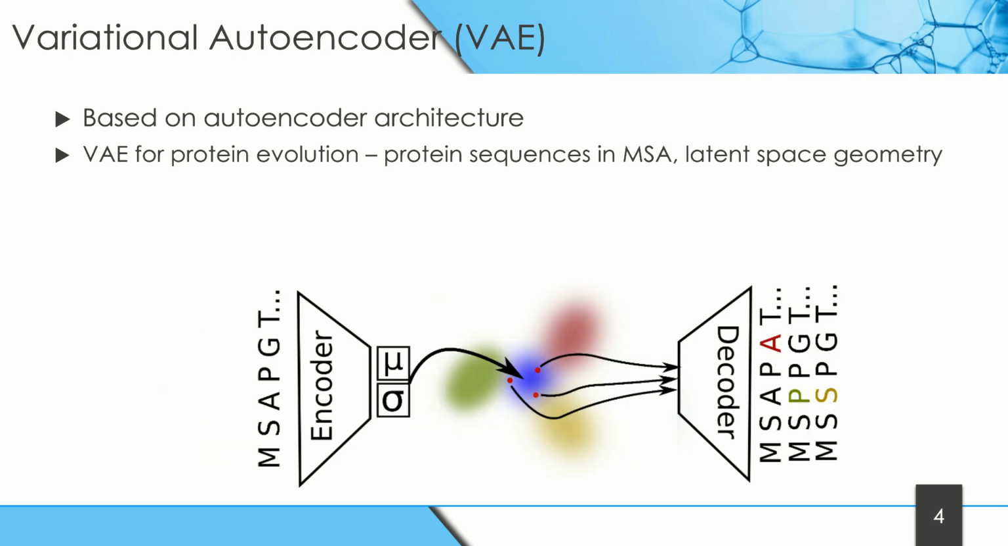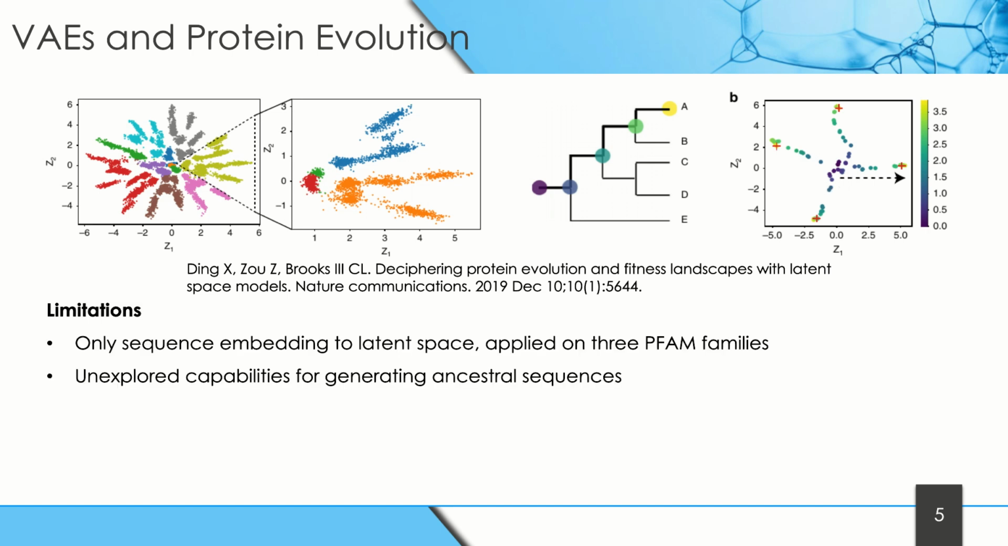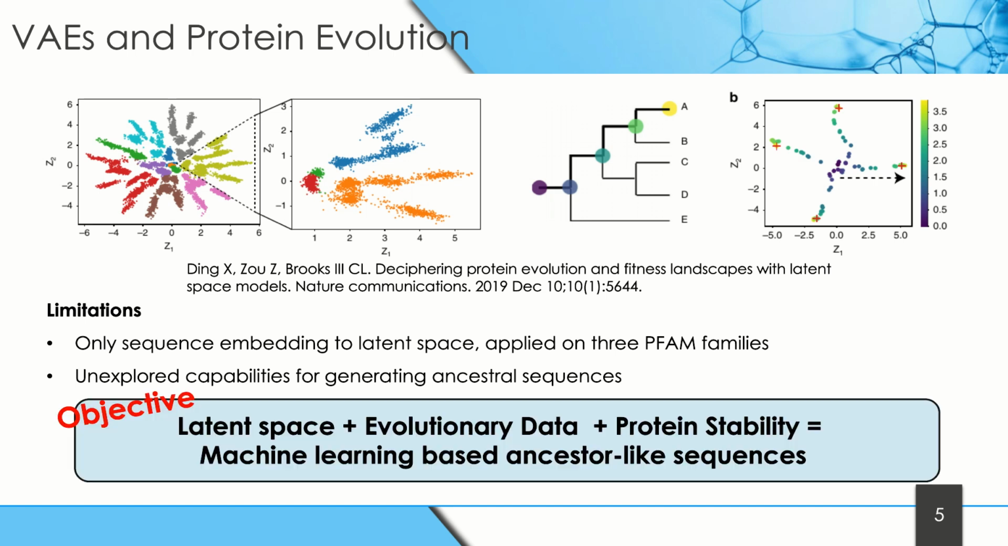protein sequences. The study of Ding and authors showed that latent space structure can capture phylogeny and that the evolutionary trajectory from the extant sequence to the common ancestor is strongly correlated with the latent space position, as ancestral sequences are mapped closer to the latent space origin. The authors did not try to use VAEs to generate ancestral sequences. Therefore, we decided to explore the capabilities of variational autoencoders with evolutionary data to design novel functional proteins with higher stability.